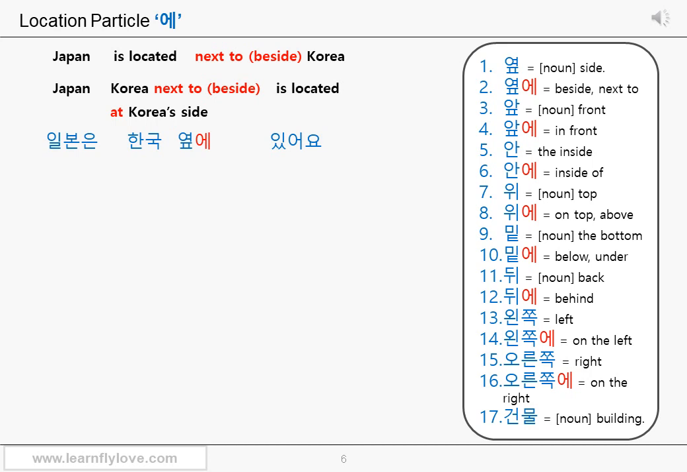Let's go back to the vocab box on the right. Please take a look at the number 3. The noun 앞, which means the front. It's a noun. So in order to make it sound more like in front of, you need to add the location particle 에 to this noun. 앞, 앞에, 앞에.